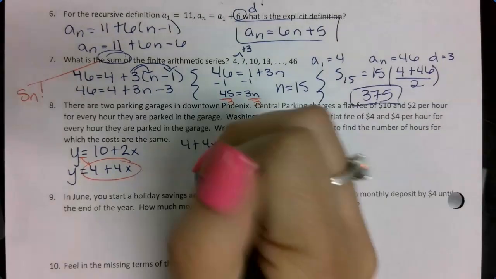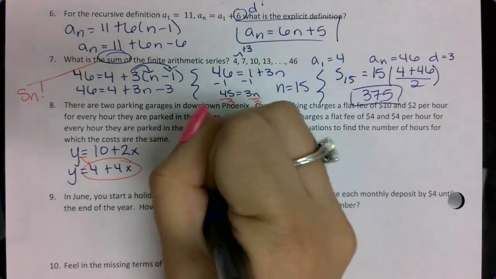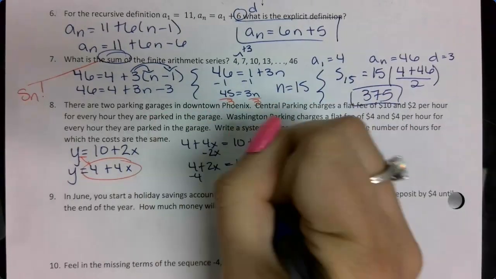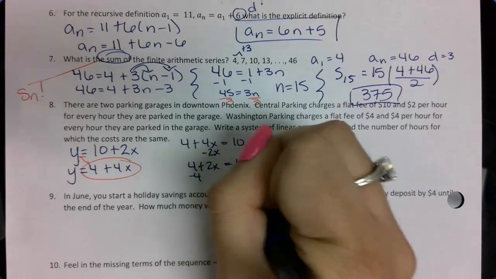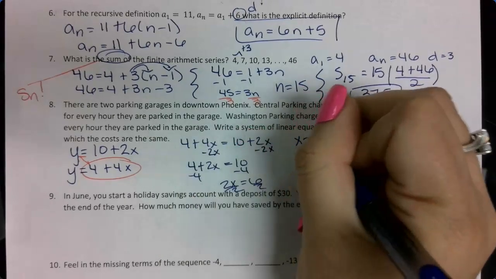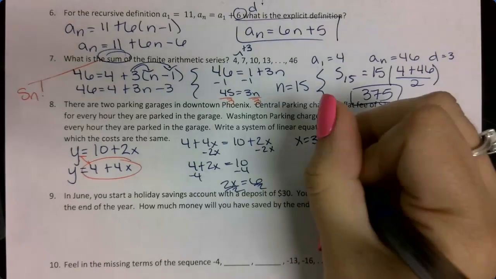And then I just solve this like a normal equation. I subtract 2x on both sides. I have 4 plus 2x equals 10. I subtract 4 on both sides. I get 2x equals 6. Divide 2 on both sides. X equals 3. This one just wants me to find the number of hours, not the total money. Actually, did it say to even solve it? It just says to write them. It takes 3 hours.